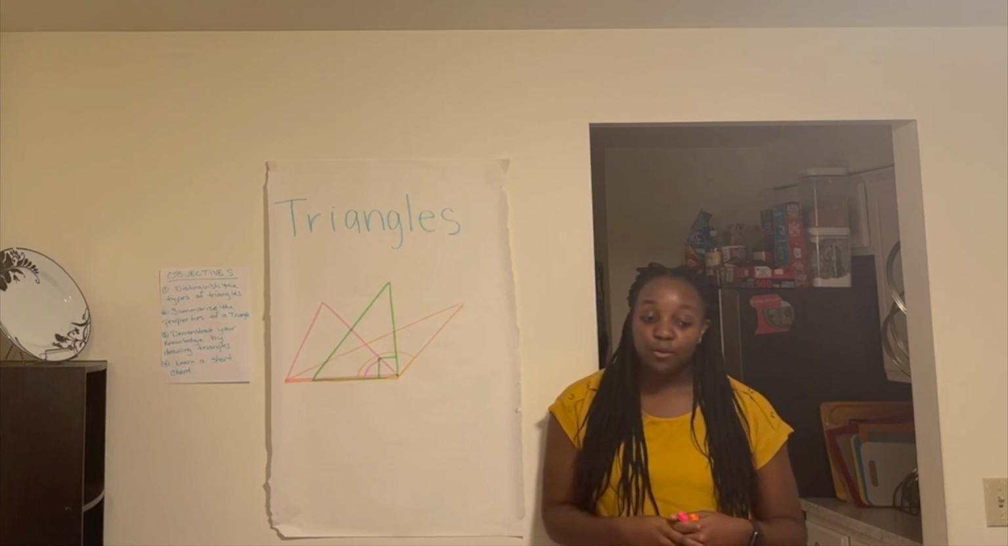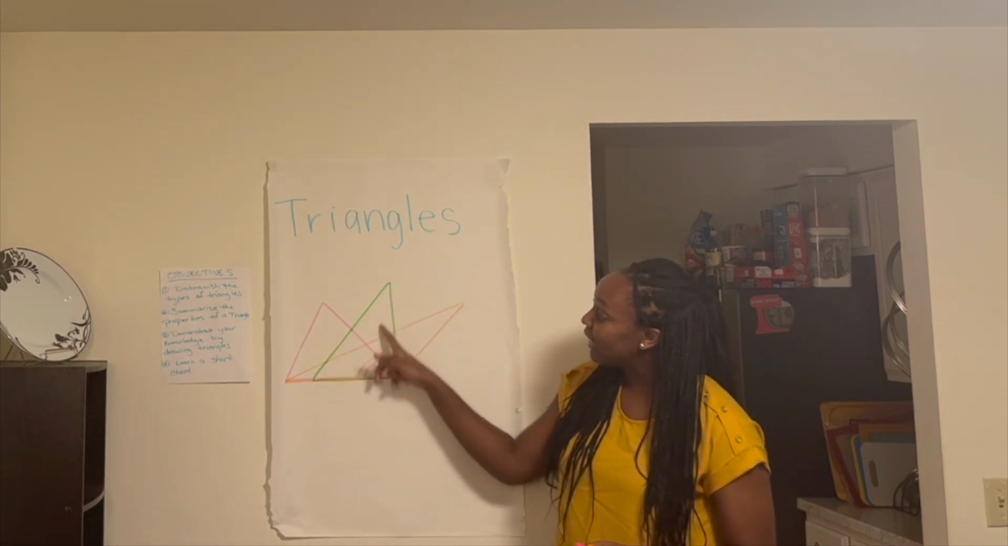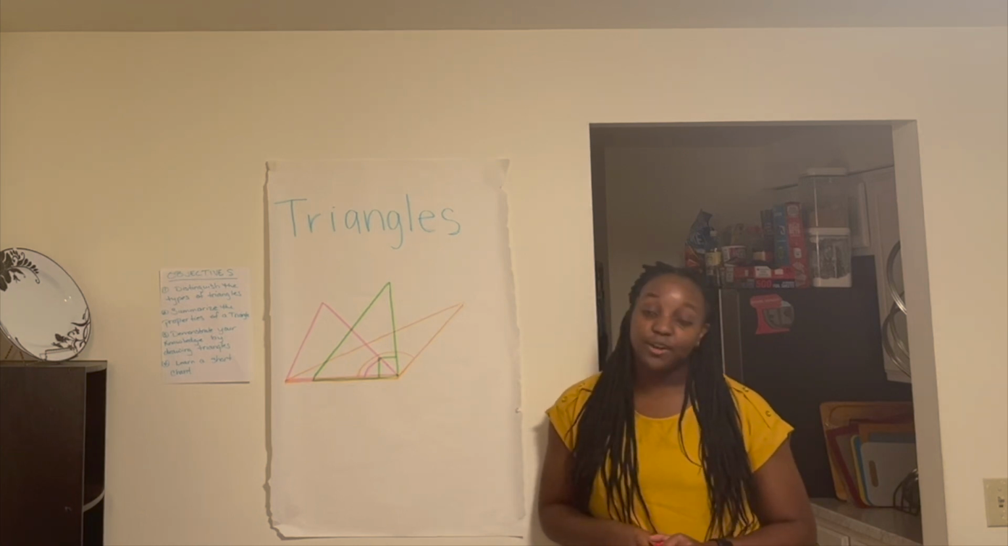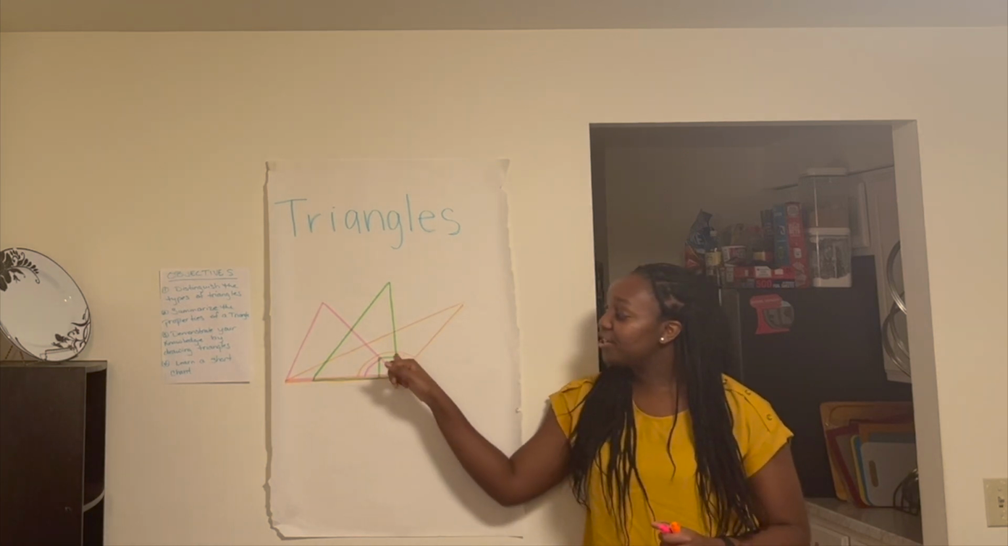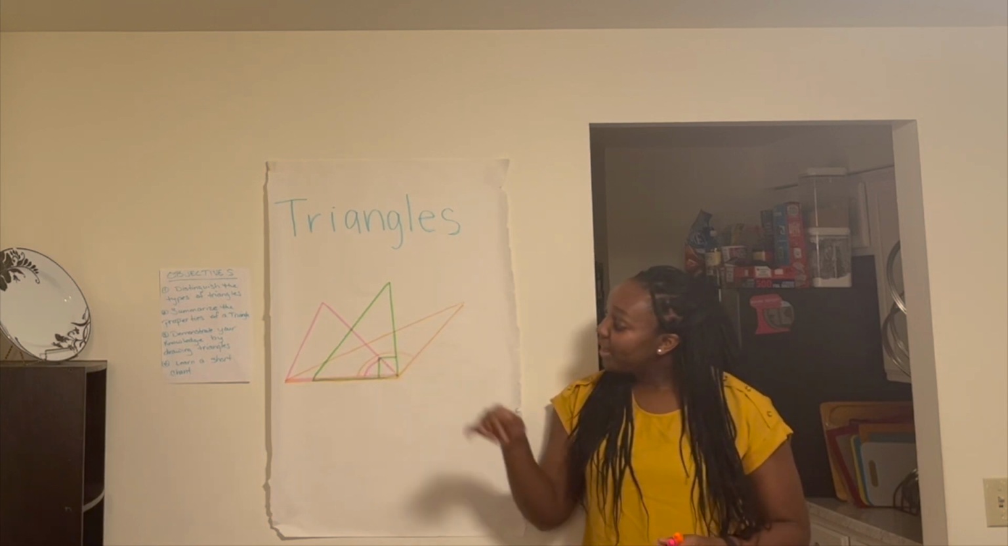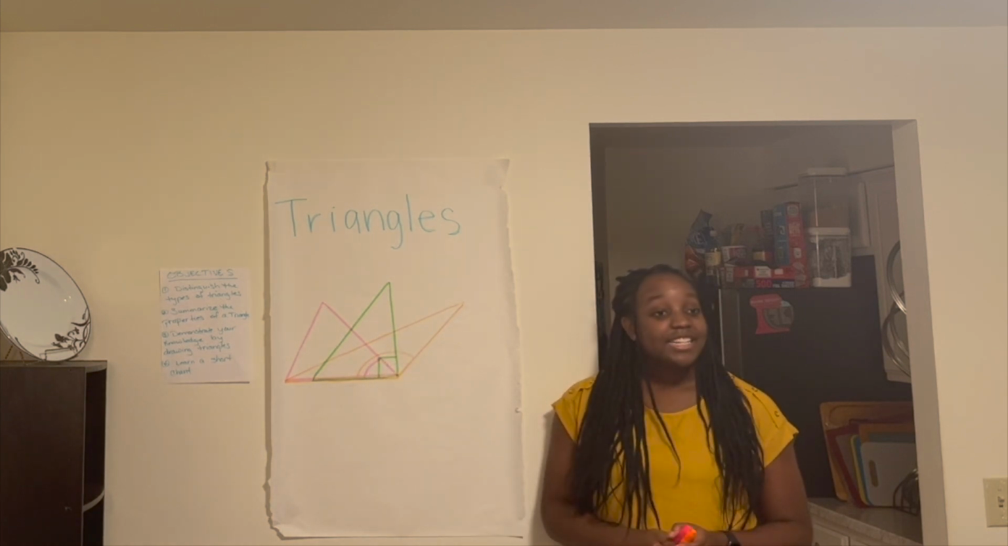The first triangle we're gonna look at is this green one right here in the middle, and it's called a right triangle. Right triangles are distinguishable by the 90-degree angle, which is right here. You can tell by the little box in the middle. And they have to have one 90-degree angle.